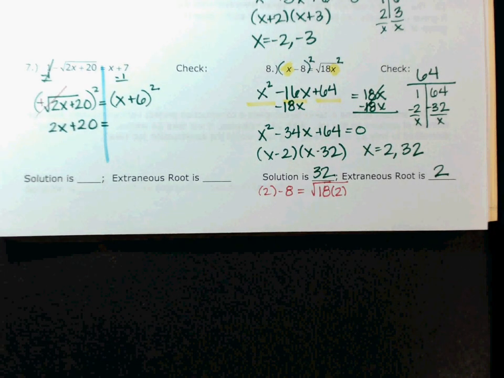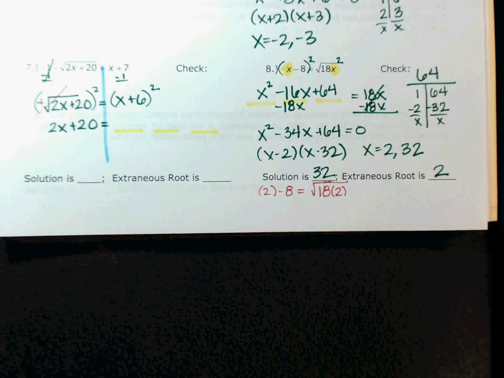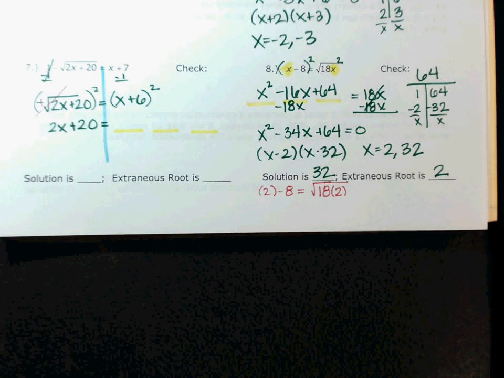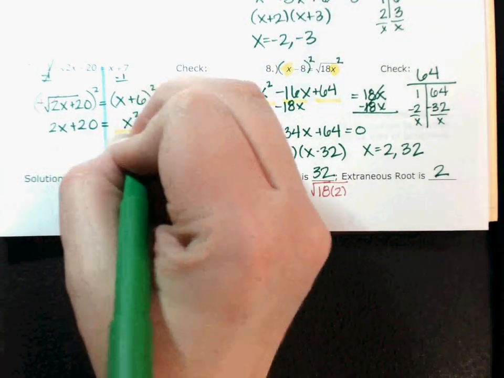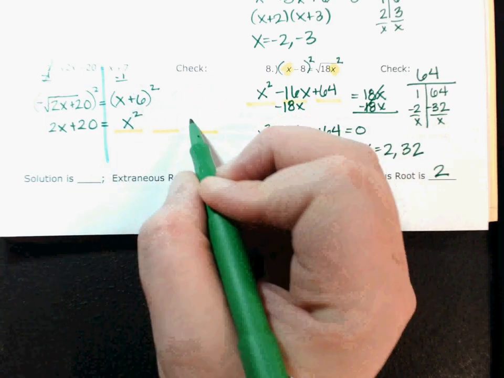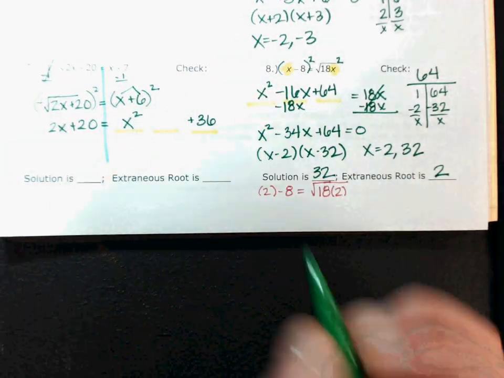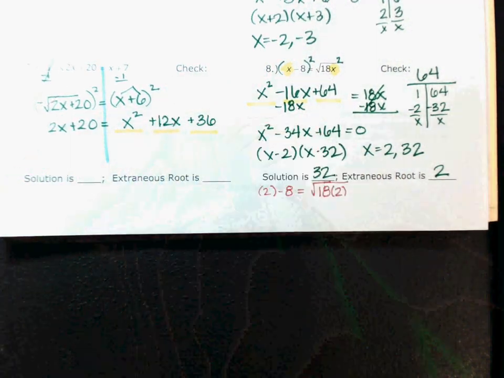And then on the other side, you're going to blank, blank, blank. Square, double, square. So fill in that shortcut for me just to see if you get it right. So it's square, double, square. So x squared goes in the first blank. What's 6 squared? 36 goes in the last blank. Then 6x doubled is 12x.